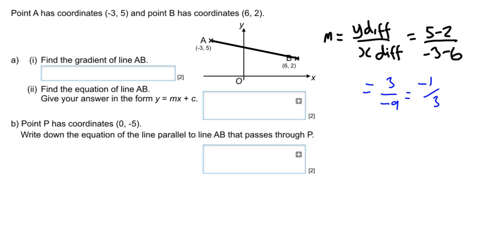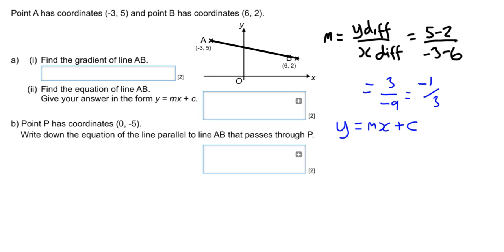So then I'm asked to work out the equation of line AB. Now, this is new. There's several ways of doing it. One way of doing it is basically simply to say that I know the gradient is going to be -1/3. And I know that the equation of a straight line is y equals mx plus c. Now, I haven't taught this to you. I'm just showing it to you for the sake of it.